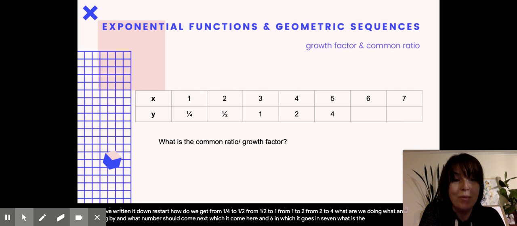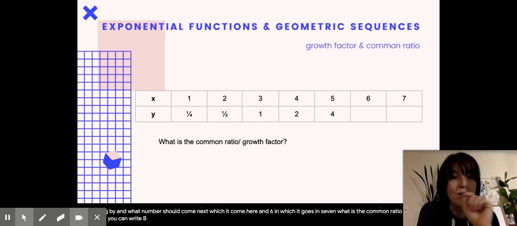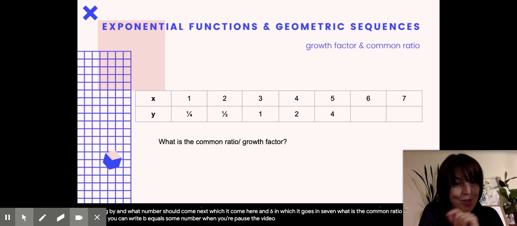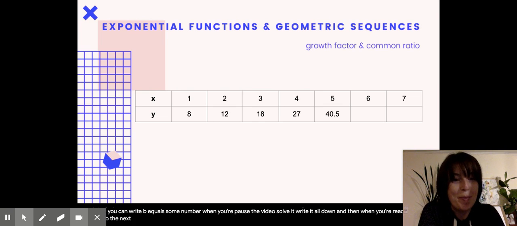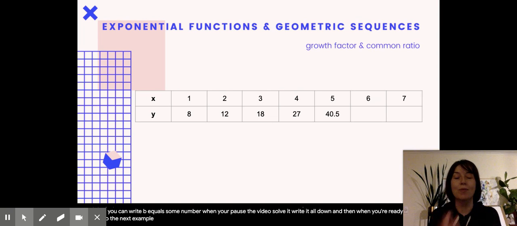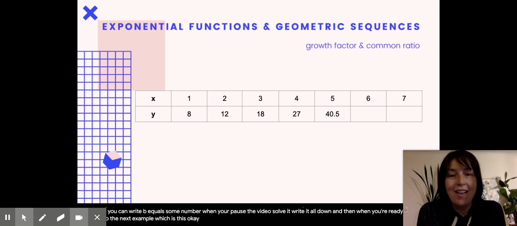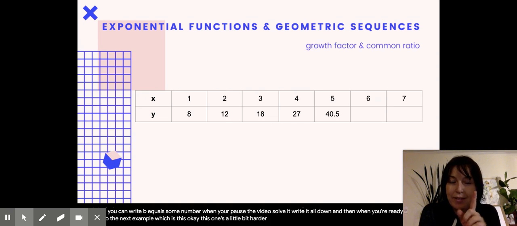What is the common ratio or growth factor? And you can write B equals some number. Pause the video, solve it, write it all down, and then when you're ready, you can move on to the next example, which is this. Okay. This one's a little bit harder because you guys are getting good at this.